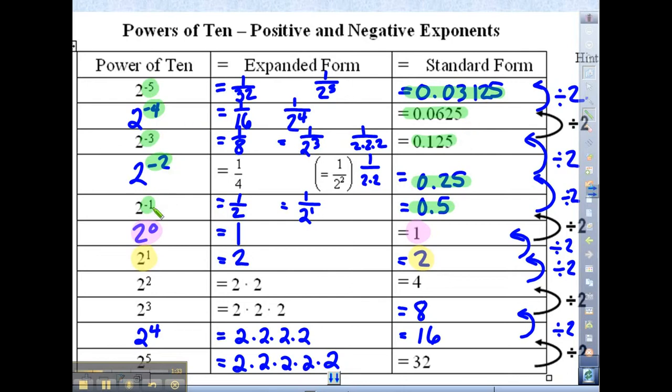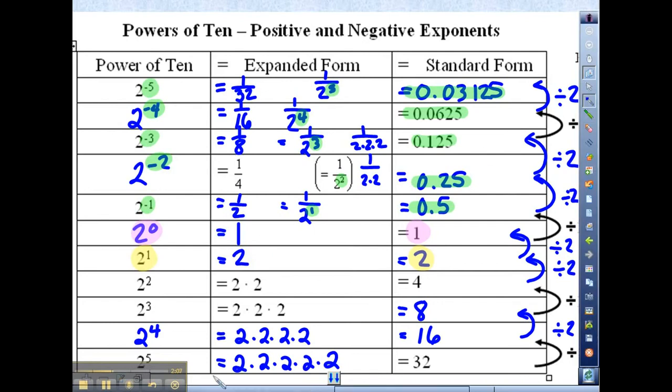The other thing I want you to notice is 2 to the negative 1 power is 1 over 2 to the positive 1 power. 2 to the negative 2 power is 1 over 2 to the positive 2 power. 2 to the negative 3 power is 1 over 2 to the positive 3 power. 2 to the negative 4th power is 1 over 2 to the positive 4th power. And 2 to the negative 5th power is 1 over 2 to the positive 5th power.